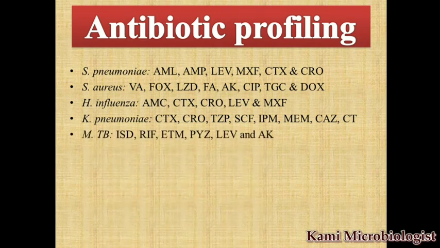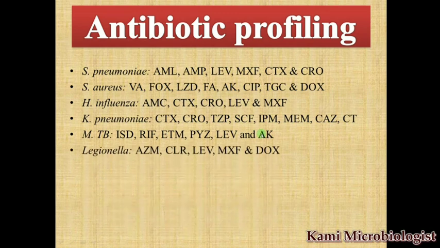Now we have Mycobacterium tuberculosis. In Mycobacterium tuberculosis you have to use isoniazid, rifampicin, ethambutol, pyrazinamide, levofloxacin, and amikacin. For Legionella, you must use azithromycin, clarithromycin, levofloxacin, moxifloxacin, and doxycycline. For Brucella, you have to use doxycycline, amikacin, gentamicin and streptomycin.